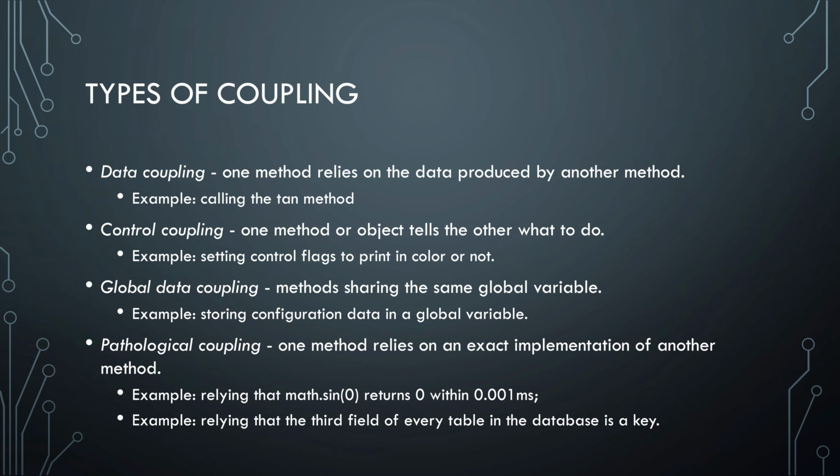And finally, the worst kind of coupling is pathological coupling, where one method relies on the exact implementation of another one. For example, you rely on the sign function to return the result within a microsecond, or you assume that every third field in the table is a key.